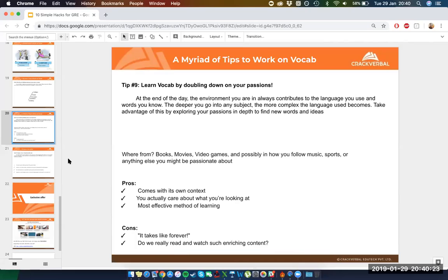You want to know what that word means, so you'll actually go ahead and look up that word, right? There are many reasons why this is super effective. When you do this, it comes with its own context, because you're already reading about content that you like. So you have some context for it. You actually care about what you're looking at.